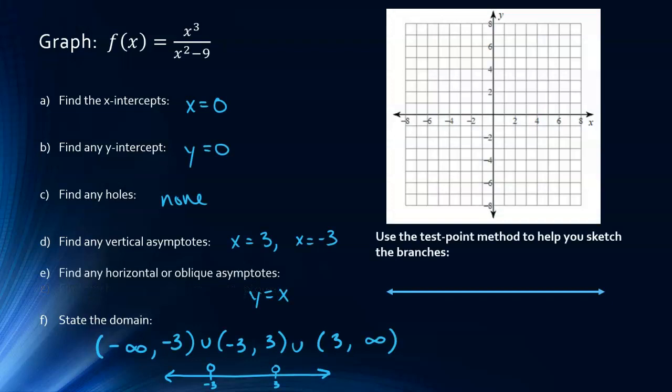So that denominator would factor down to be x plus 3, x minus 3. I don't have that on here, but let me just write that down. All right, so for the x-intercepts, we would have an x-intercept at 0, 0. The y-intercept would also be 0, 0. And find any holes. There are no holes in this graph. And the vertical asymptotes, we would have at x equals 3 and x equals negative 3. And this one has an oblique asymptote at y equals x.